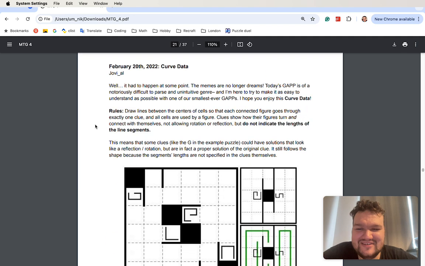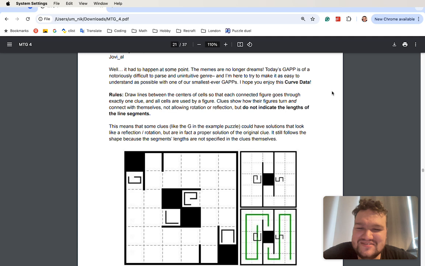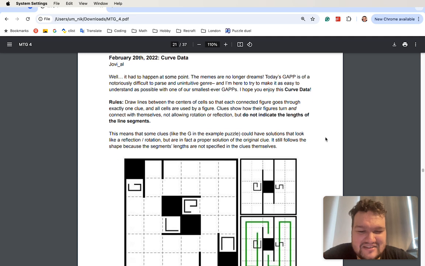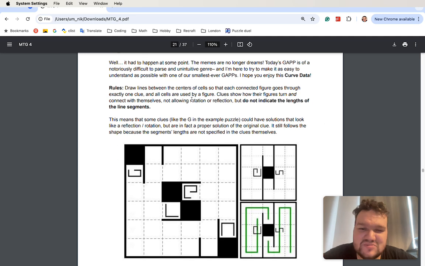Okay, next one. Curve data by Joel. It had to happen at some point. The memes are no longer dreams. Yeah, I don't like curve data, and not for the reasons mentioned in this post. I just don't get it.